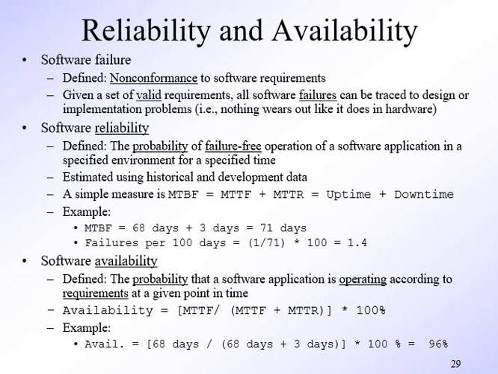Then we have software reliability, which defines the probability of failure-free operation of the software application. The software is working correctly on your requirements without any failure. That's nothing but software reliability. There are different types of equations for a simple measure, but we are not going into that. Then we have software availability: the probability that the software application is operating according to the requirements at a given point in time. Your software is working properly at any given time. That is nothing but the availability of your software.